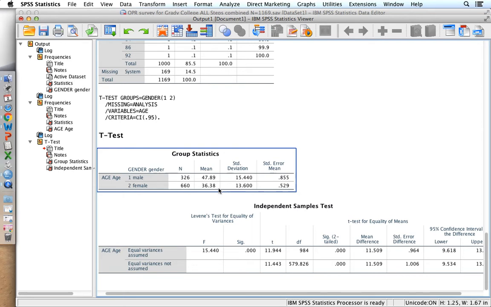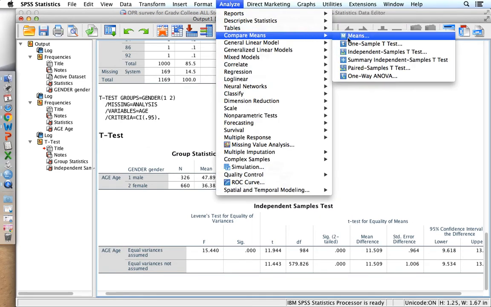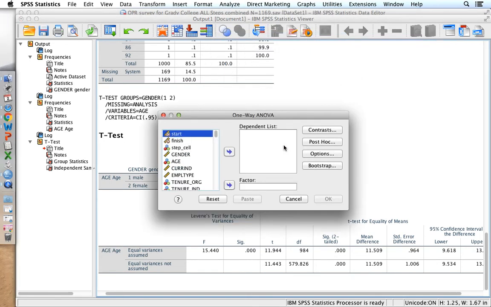So this is a t-test, and with the t-test you have a nominal variable and then a higher level variable like ordinal, interval, or ratio, and you're looking at the difference between two means. Now another type of means test, of course, is an ANOVA. With an ANOVA, you're looking at the difference between three or more means.